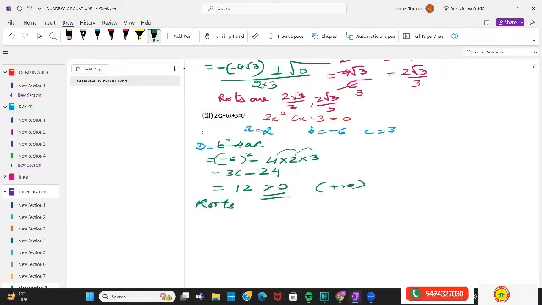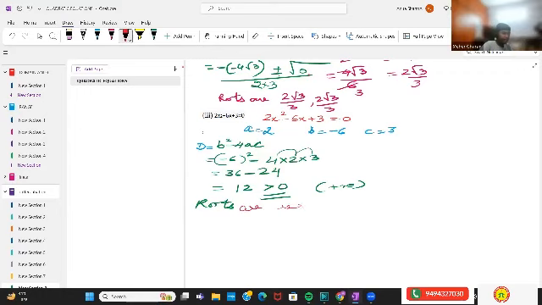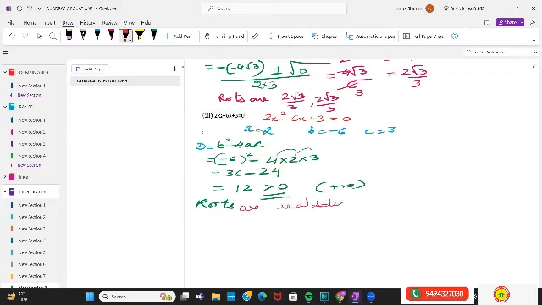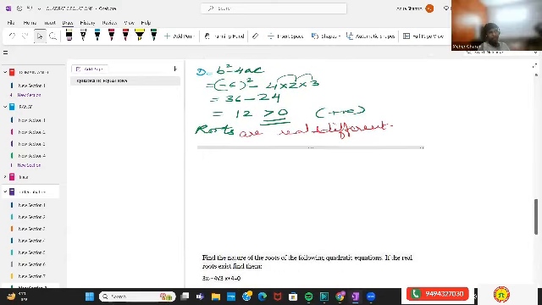So which type of roots are these? Roots are real and different. Understood this thing, beta? Class 10, please reply, beta. Yes, ma'am.